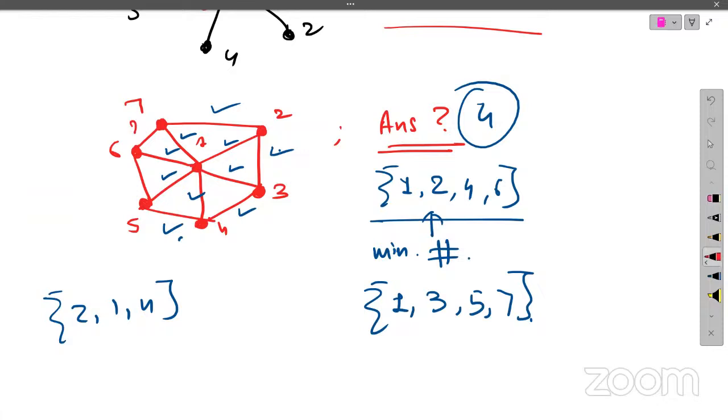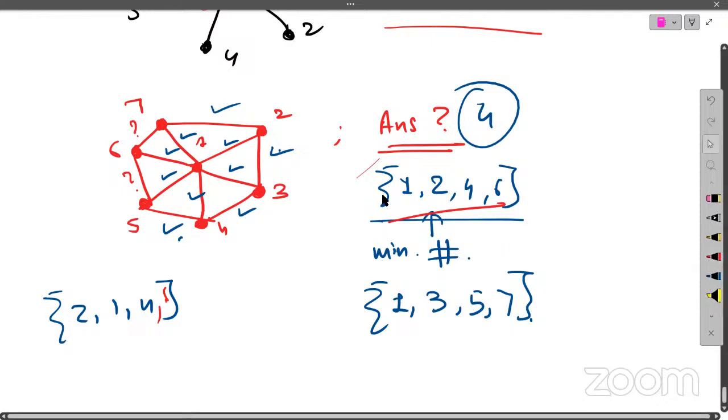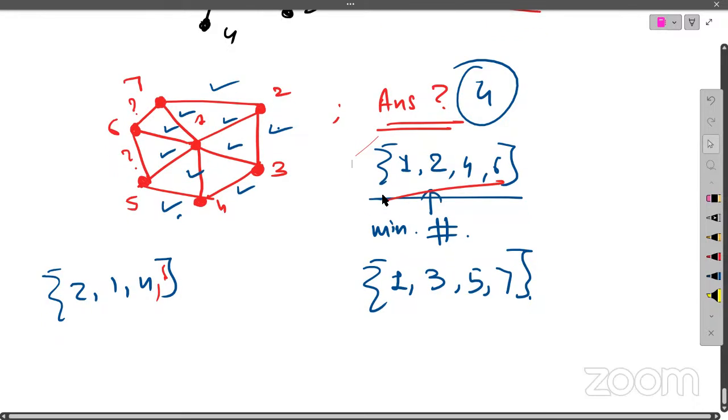1, 4, and we need 6. Yeah, obviously that's the same, no? 1, 2, 3, 4, or 6, or 2, 1, 4, or 6. Both sets are same. We have sets here, right? So we don't bother about the order. 1, 4, 6, 2, 1, 4, 6, all things are same. But again, the number is important. There we need at least 4 vertices to cover such kind of graph.